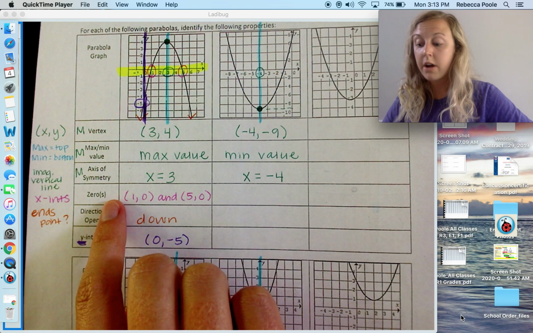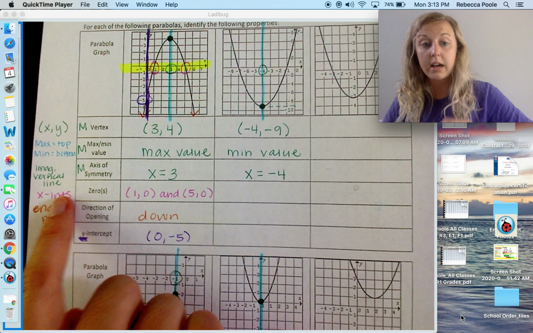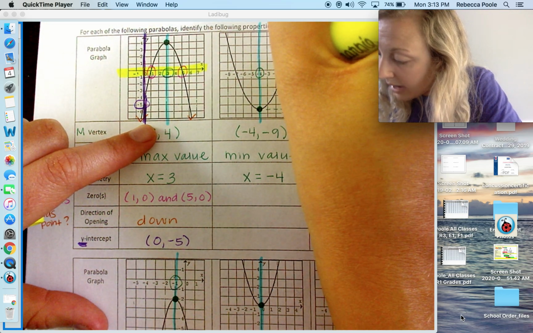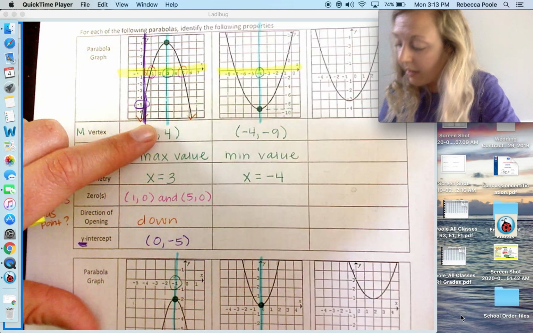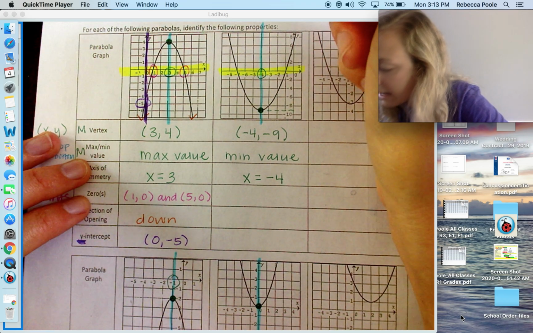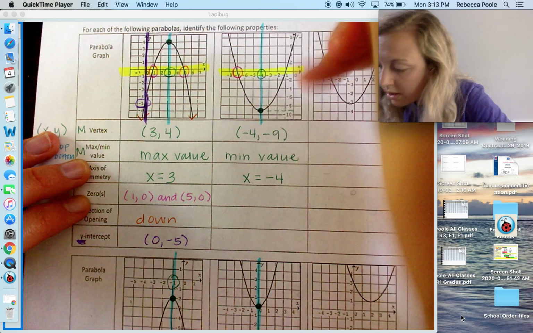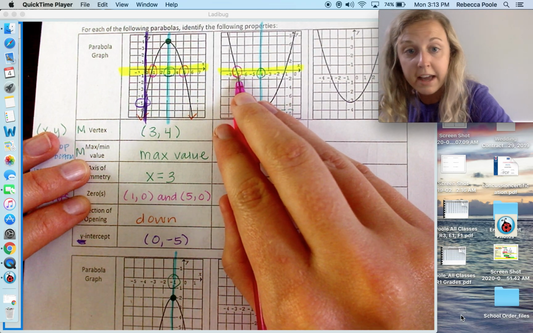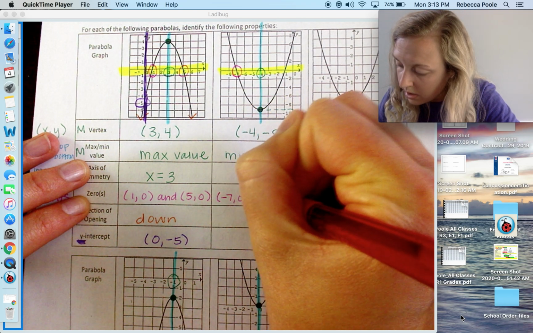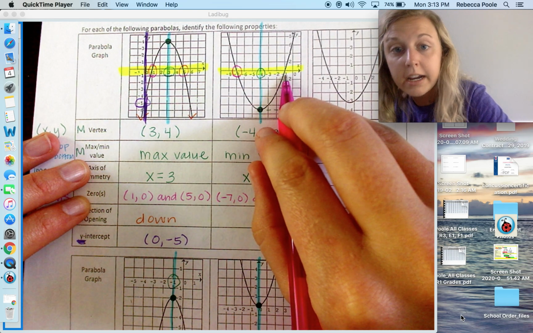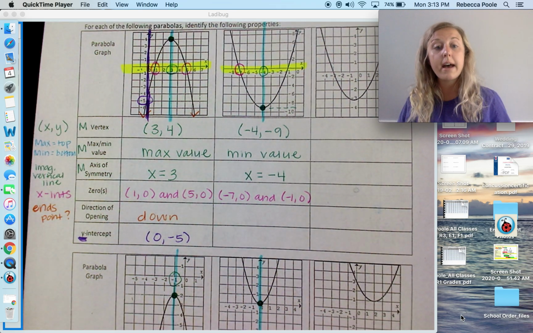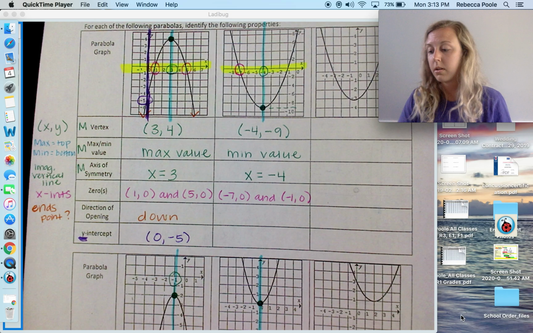So my zeros, I'm just talking about the x-intercepts, right? So take your highlighter. We're going to highlight the x-axis. See if we can find where it crosses that. All right, let's see. I see it touching right here. The parabola touches the yellow at -7, so that would be -7, 0. And then it touches again over here at -1, 0. So there's my 2 x-intercepts, or my zeros.